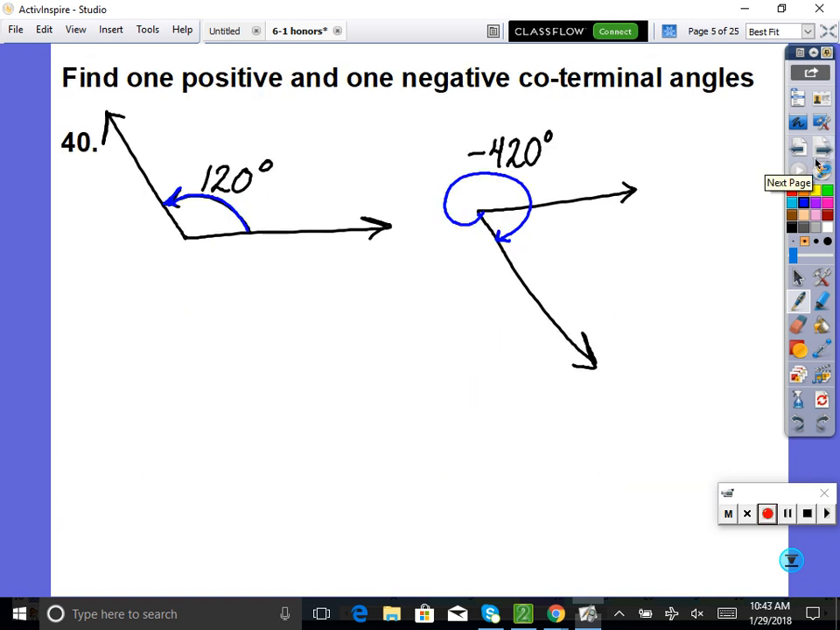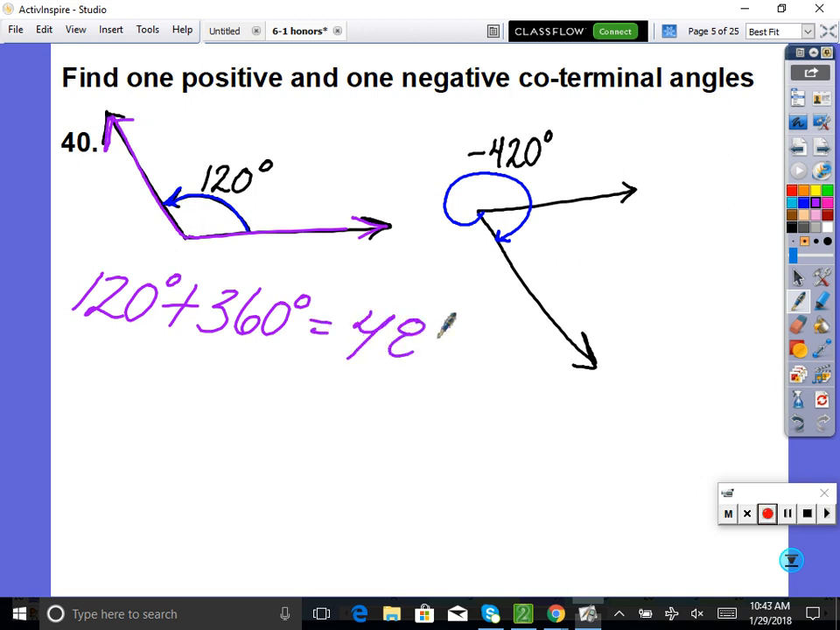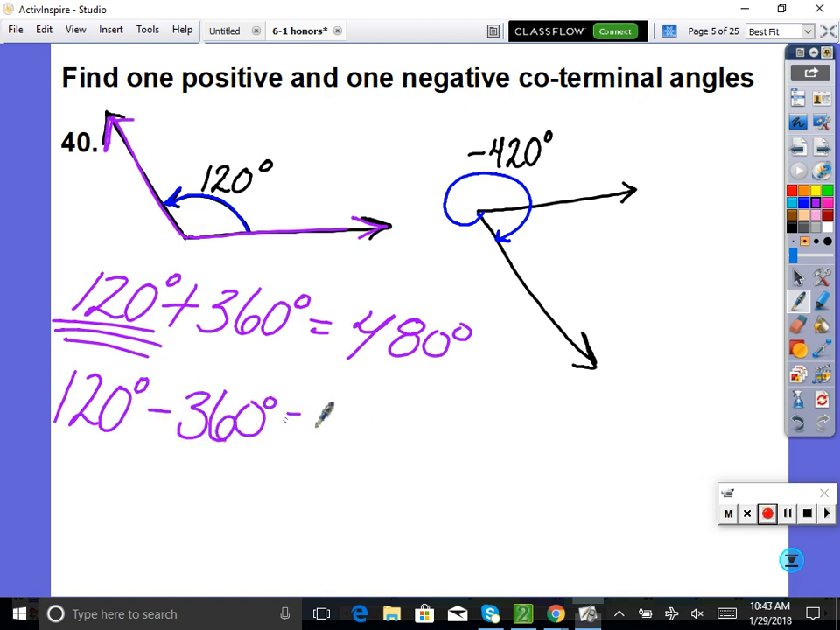Okay, so it says find one positive and one negative coterminal angle. So you would take 120 degrees. To find a positive coterminal angle, you'd add 360, and that would be starting here. We want to end up at the same spot. 480 degrees would land in the exact same spot as 120 degrees. So now to find a negative coterminal angle, 120 minus 360, negative 240 degrees. You see how that's a negative coterminal angle? They would land in the same spot. You would be drawing the same angle essentially.